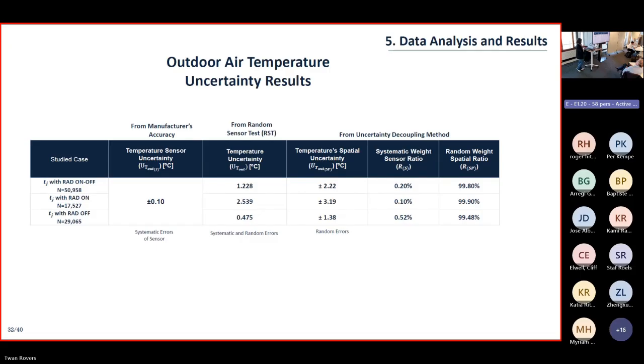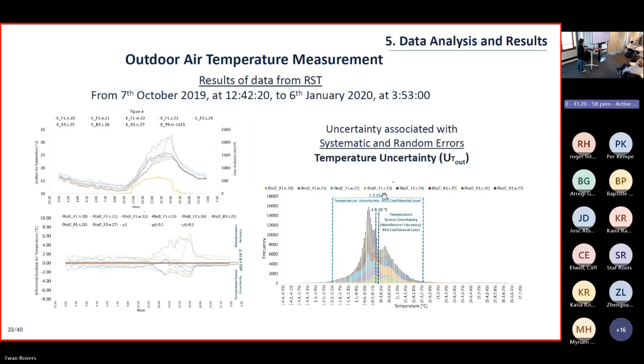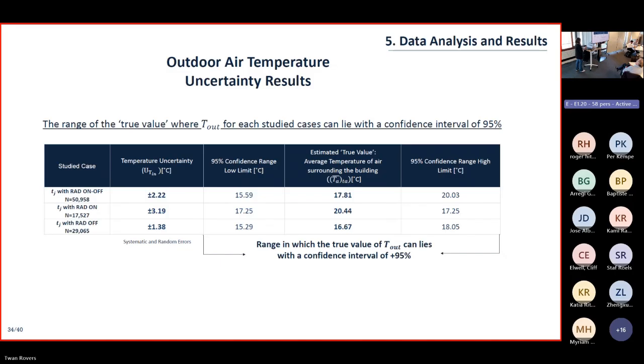Even so, we did this estimation from the manufacturer accuracy. Here we have the random sensor test, the uncertainty associated in different periods. We have the whole period with and without solar radiation gains, periods only with solar radiation gains, and periods without solar radiation gains. We have here the temperature spatial uncertainty, which is close to the temperature uncertainty, and we can see the weight of the random uncertainty source. So we can see the difference between the overall uncertainty and the spatial uncertainty, and we can also estimate the true value in which the outdoor air temperature can lie.